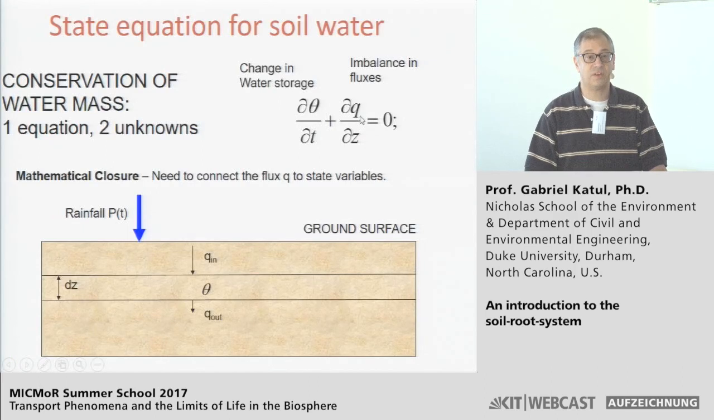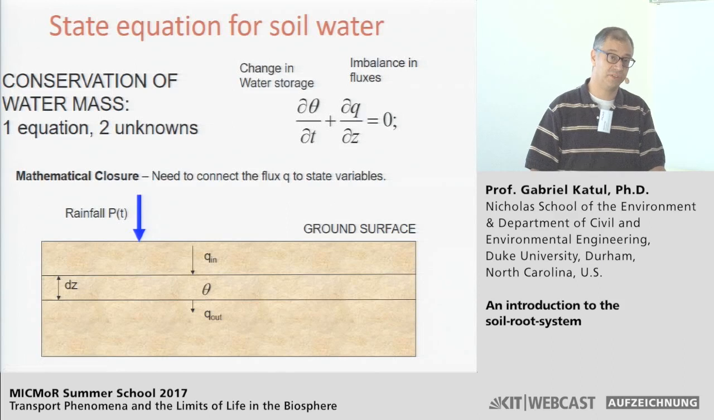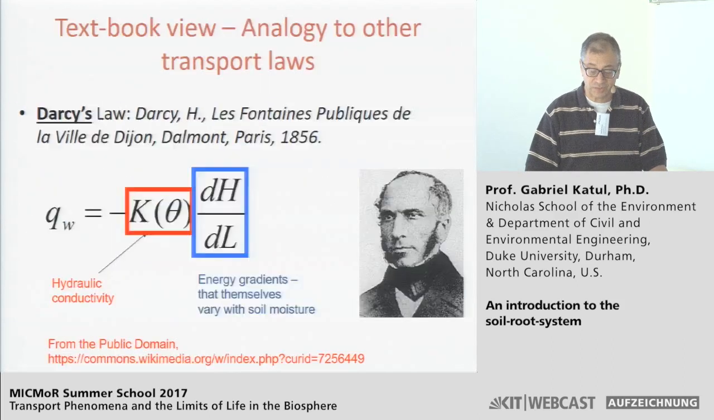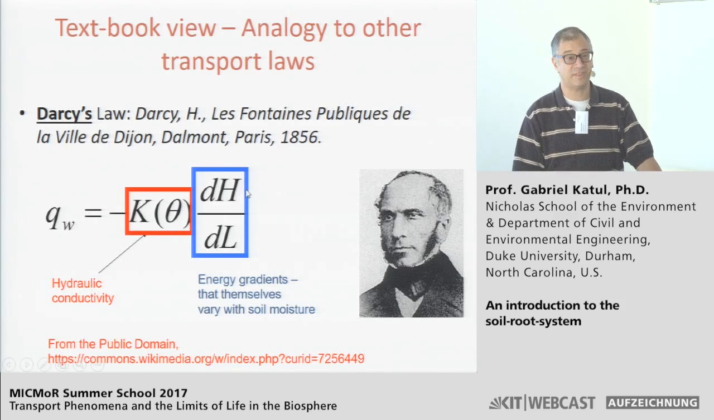And again, why are we doing that? To close the flux, we need to link that flux to the state variable that we are interested in, which is volumetric soil moisture content. So somehow we have to link the hydraulic conductivity and the energy to volumetric soil moisture content. And that was the driving factor of a lot of research after Darcy's law, how to do that.